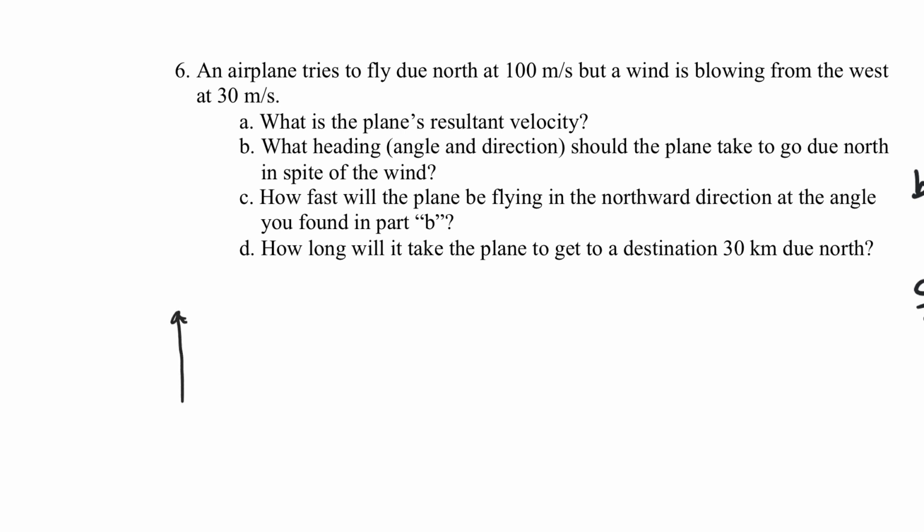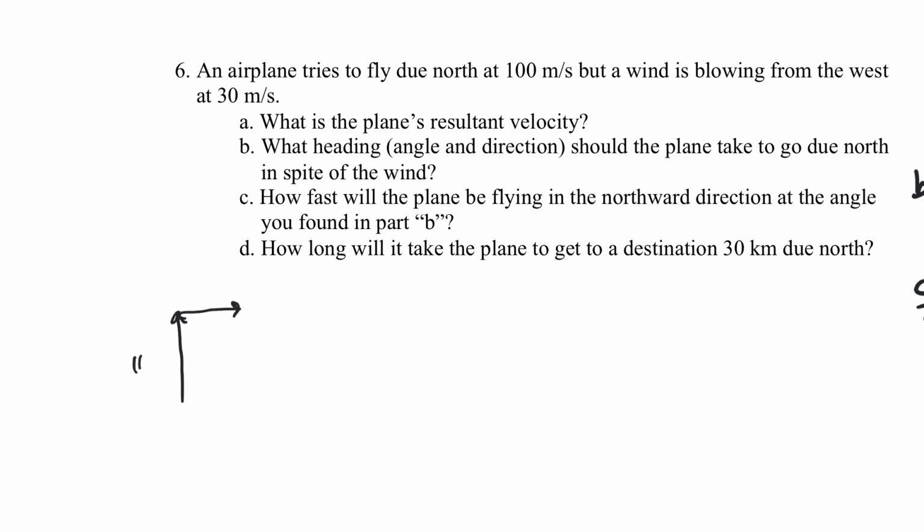However, there's a wind blowing from the east at 30 miles an hour, or 30 meters per second. When it says from the west, which direction is it actually going? It's actually going east, right? It's flowing just the opposite of where it comes from. So we know that the picture looks like this.